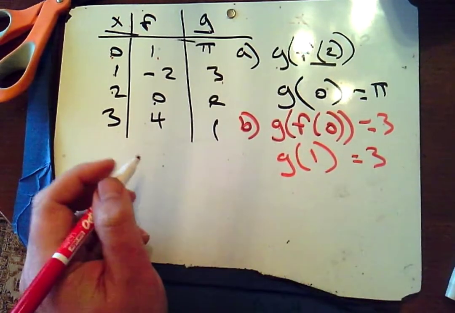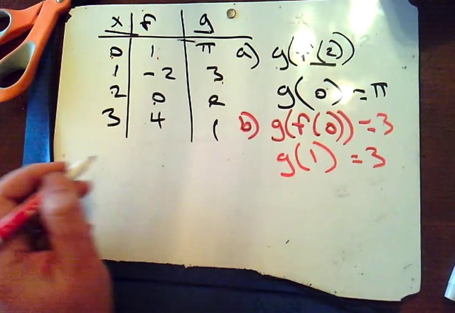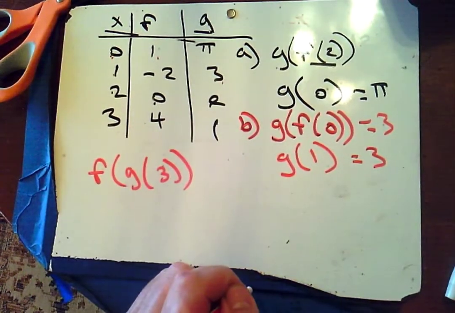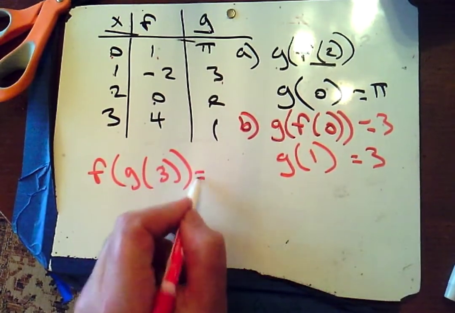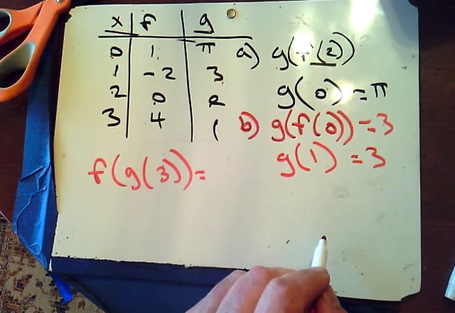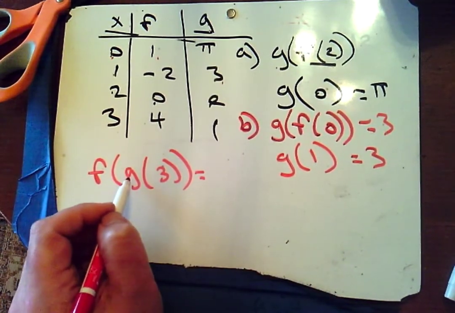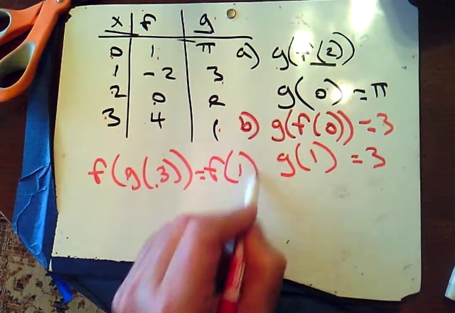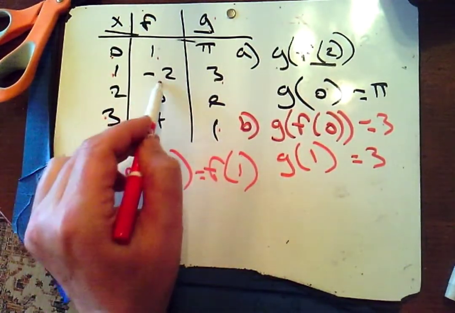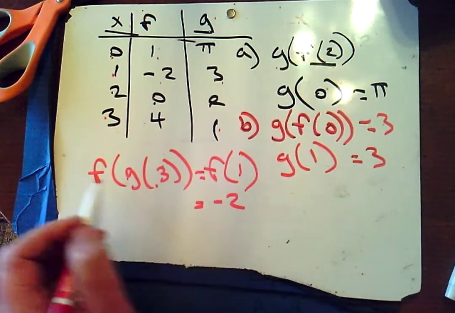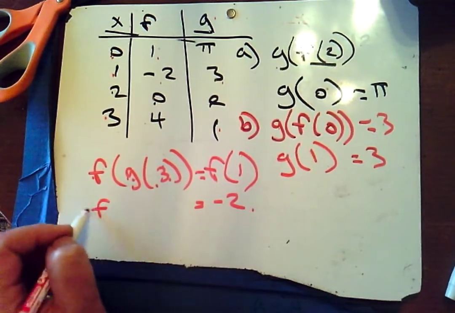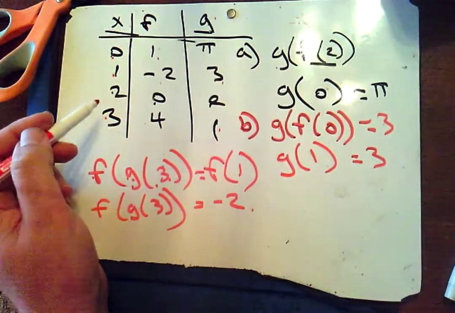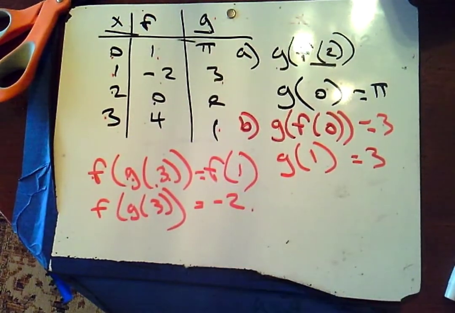Okay, let's just do one more of those. How about f of g of 3? Give this one a try now. Excellent. So let's go. G of 3. G of 3 is 1. So we need f of 1. And f of 1 is -2. So f of g of 3 is -2. This is evaluating composition of functions with a table. And you can pretty much expect to see a table.